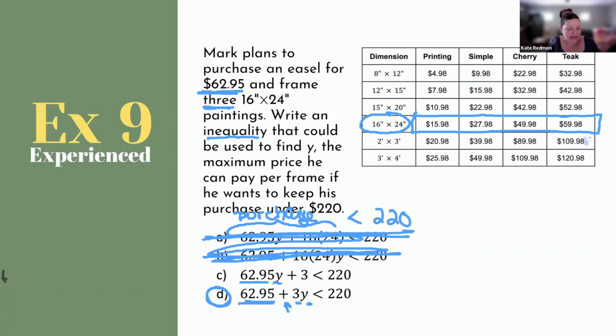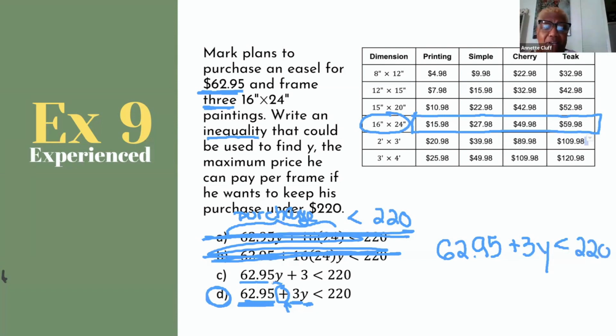That's what that says. The things we're saying are exactly what we do in life. Annette would go in and say, I want 1 easel and 3 frames, and I need it less than 220. That's exactly what that says. I want 1 easel and 3 frames, and I need that to come in under 220. 16 by 24 has absolutely nothing to do with it. So all they're doing is making this real life.